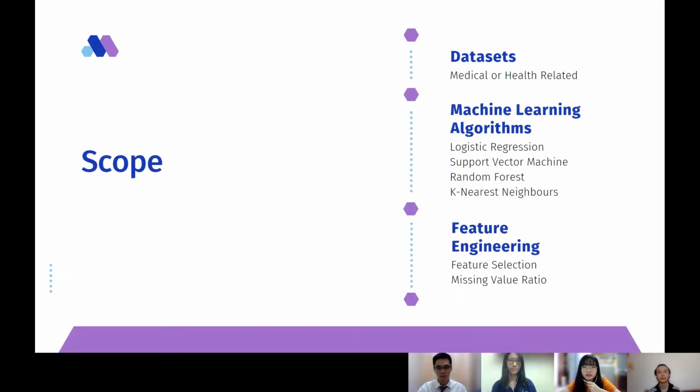For scope, the main area of datasets found is medical or health related in order to ensure uniformity of the project. There are 4 different machine learning algorithms chosen for binary classification to be compared, which are logistic regression, SVM, random forest, and KNN. These 4 algorithms were chosen based on our knowledge, and the models are commonly used in similar types of problems. Next, feature engineering methods such as feature selection and missing value ratio are applied for data preprocessing handling to ensure the classification task performs well. Next slide.